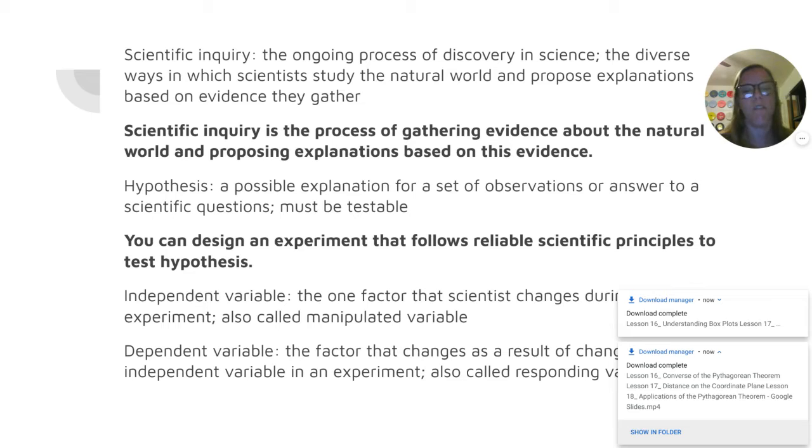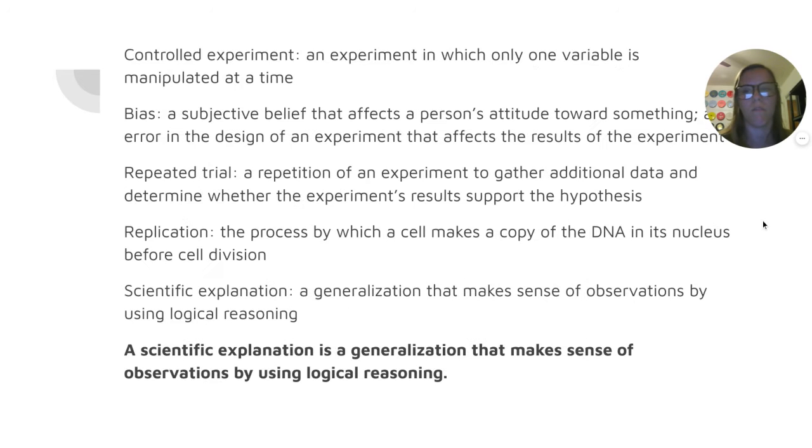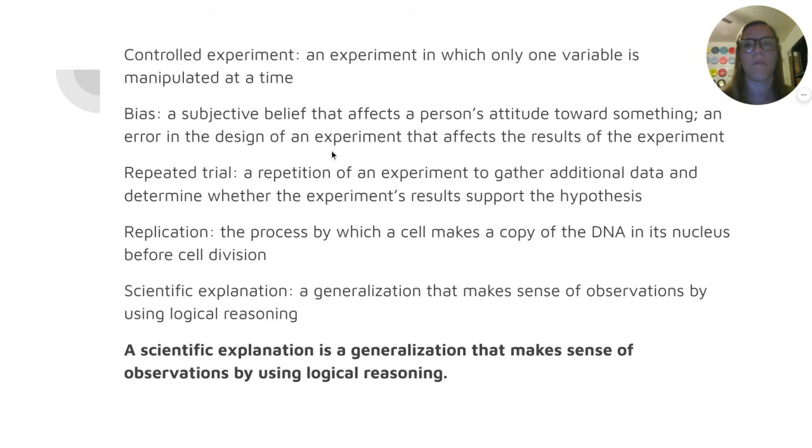An independent variable is the one factor that scientists change during an experiment, also called the manipulated variable. And then a dependent variable is the factor that changes as a result of changes to the independent variable in an experiment, also called the responding variable. So the controlled experiment is an experiment.